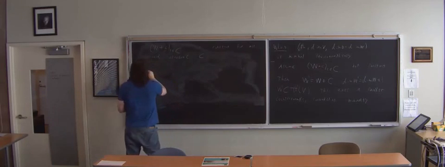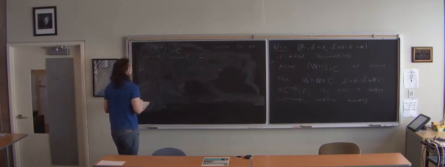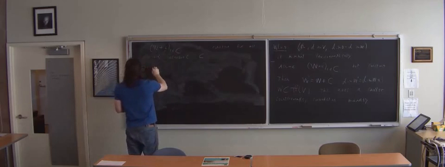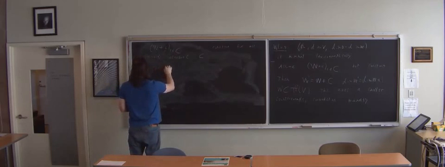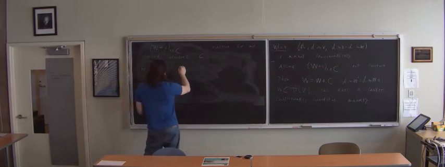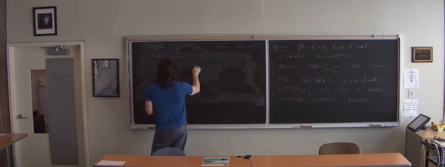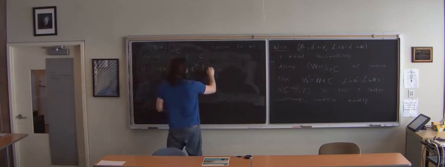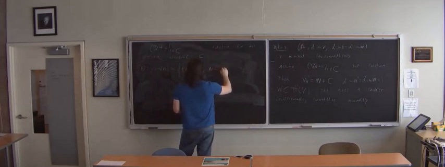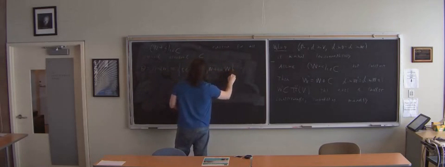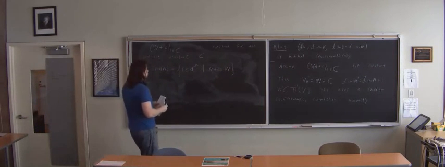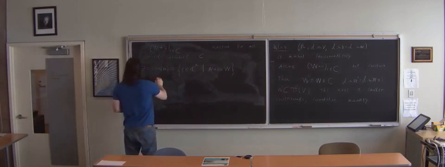Okay, so now we use the group structure. Let theta be the stabilizer of W. What does this mean? All the T in C to the n such that W plus T is equal to W. It's not hard to see that theta is a group.